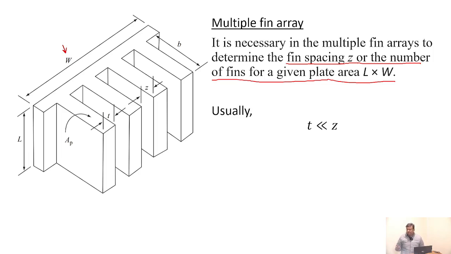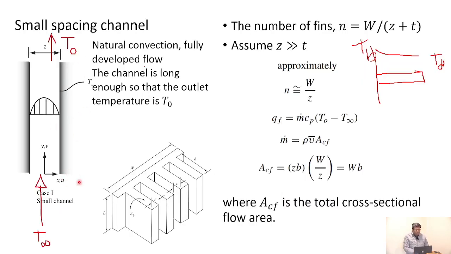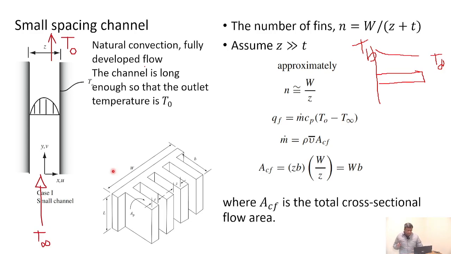In the previous class, lecture 7, we were talking about these kinds of fin arrays. So this is the arrangement, and for this arrangement, we considered two kinds of arrays, one with small spacing, another one with large spacing. First we looked at the small spacing channel. Here the idea was that the spacing is such that within a short distance from the entrance, from the bottom, the boundary layers will merge together and you will get fully developed flow. Remember one more thing, it's natural convection.